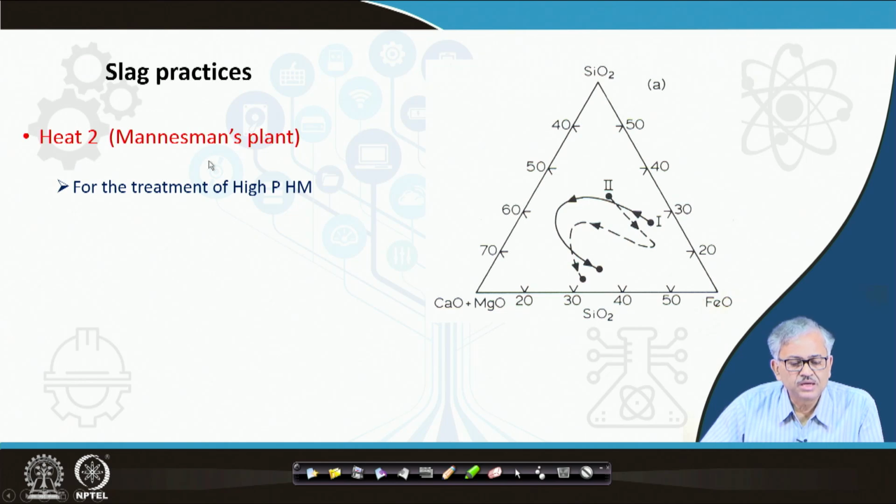So, now we go to the next slag practice, because here, for treatment, your hot metal contains a little higher phosphorus. So, it is a high phosphorus hot metal.